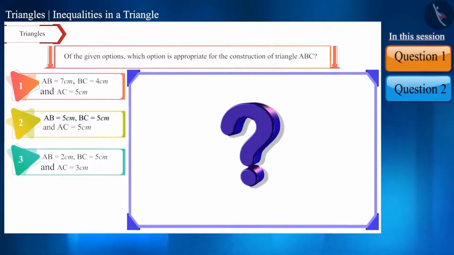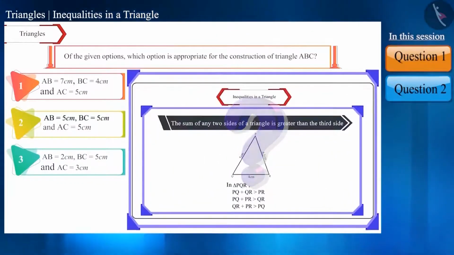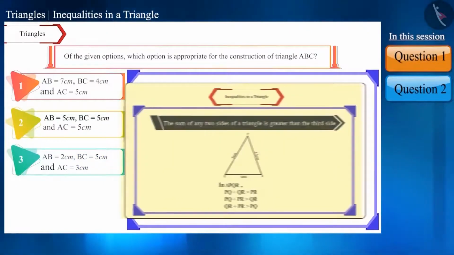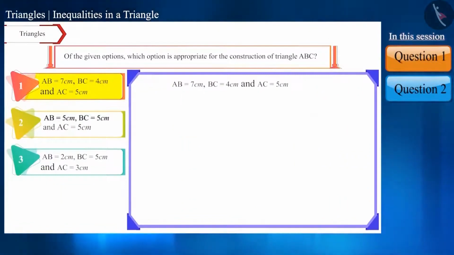How to solve this type of question? We know that for the construction of a triangle, the sum of its any two sides must be greater than the third side. So, we have to check whether the given options agree with this rule or not. Let's take the first option. The sum of side AB and side BC is greater than side AC.